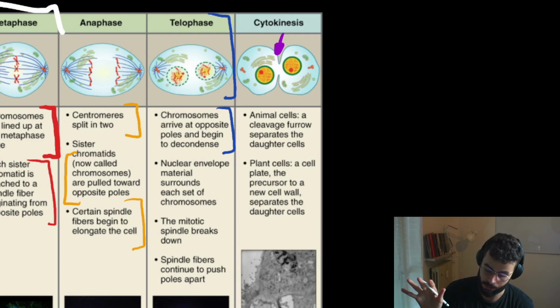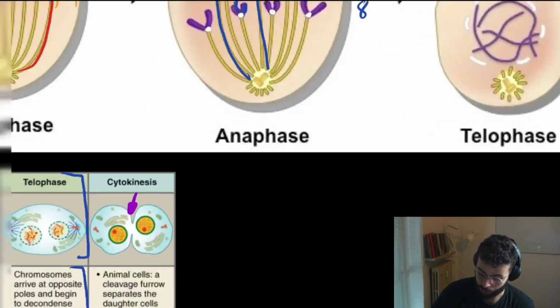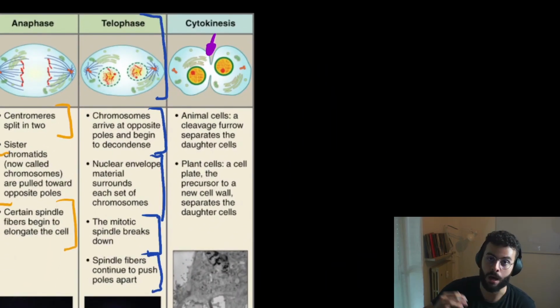Telophase is the process where the chromosomes have finally arrived at the opposite poles and begin to decondense. You have the nuclear envelope on each side of the new poles starting to form. The mitotic spindle is starting to break down, and the spindle fibers continue to push the poles apart to make sure they are not going to come together, just to provide the support. But now we have our next step.